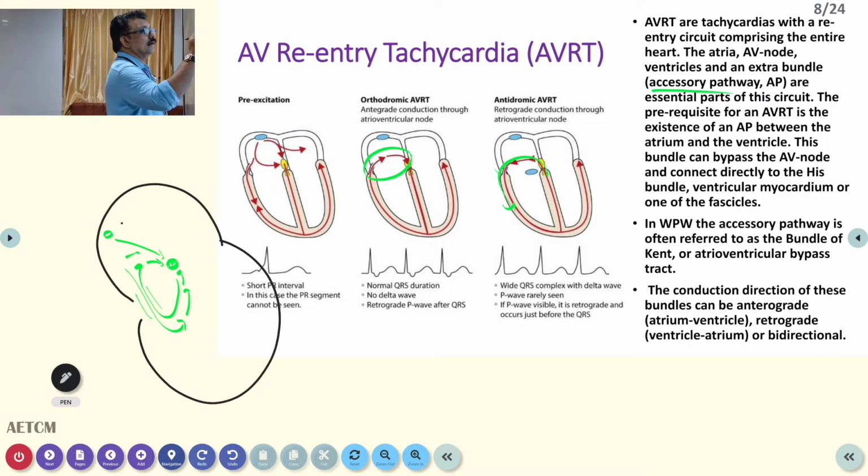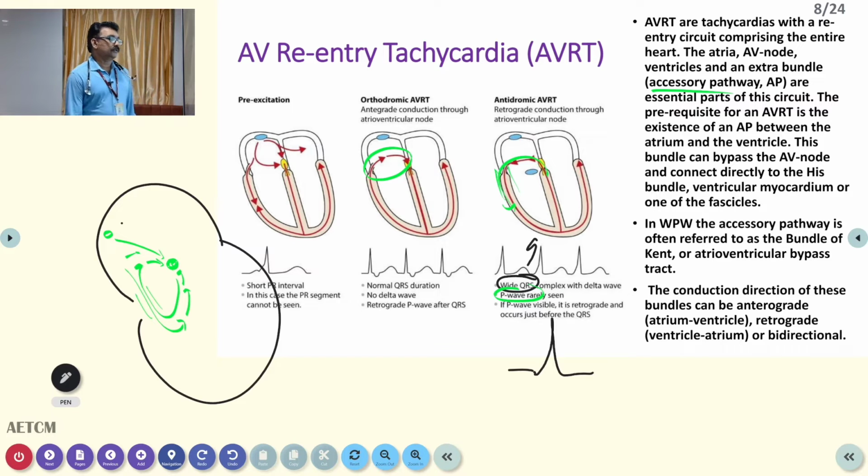So, here you get the bundle of Kent accessory pathway. If the conduction is antidromic conduction, then you get a wide QRS complex. P waves are rarely seen. If P waves are seen, then it may be retrograde conduction, but there is a typical pattern of the QRS complex. You are not seeing a P wave, but the QRS complex is wide. There is a slurred upslope of the QRS complex. Here you don't see that slurring upslope, that is called a delta wave. So, a retrograde P wave is also seen in this ECG. Whatever it may be, this is called WPW syndrome.